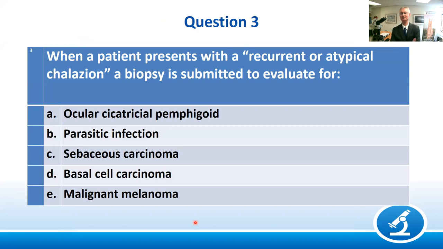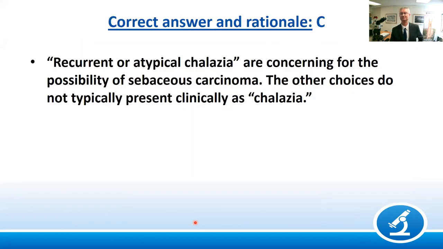Okay, let's move on to question number three. When a patient presents with a recurrent or atypical chalazion, a biopsy is submitted to evaluate for, and the answer, of course, is C, sebaceous carcinoma. Always beware of sebaceous carcinoma with recurrent or atypical chalazion.